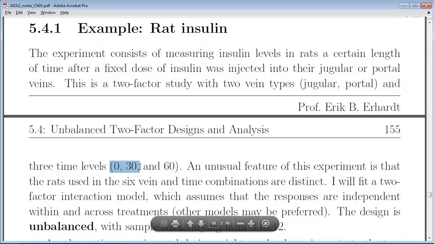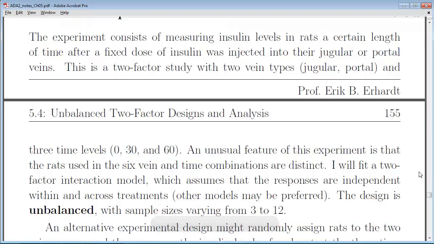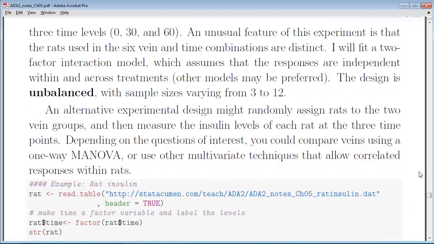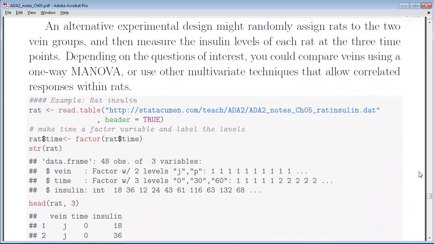If all 3 measurements were taken on the same rat, we would need a different statistical model, because these measurements would be correlated with each other over time within each rat. That is called a repeated measures model.